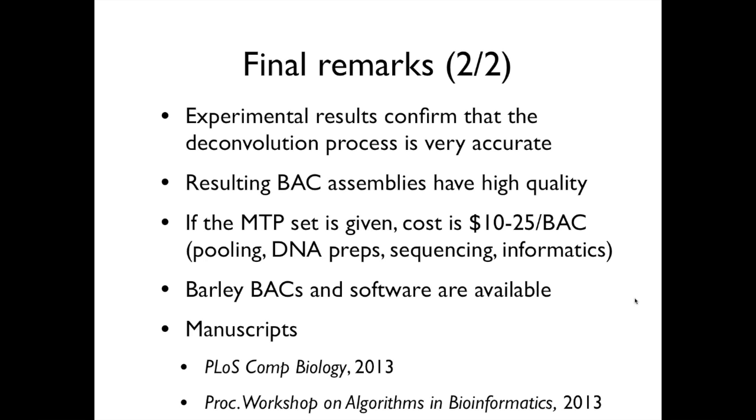From an informatics, computational point of view, we're pretty confident that the deconvolution process, the decoding process, is very accurate at this point. Something that we did not know 3-4 years ago is that the BAC assembly is actually of very high quality. In terms of cost, if the NGS set is given, the library is given, the cost is about $10 to $25 a BAC, which includes pooling, the preps, the sequencing, and the informatics. And as I mentioned in my last slide, the barley BACs and the software are available. They're linked from the webinar webpage.